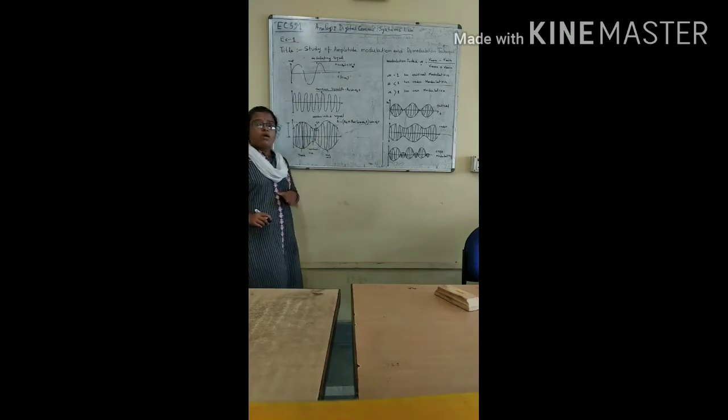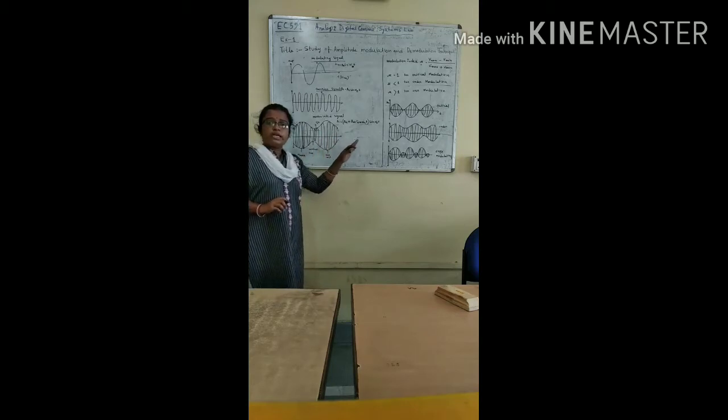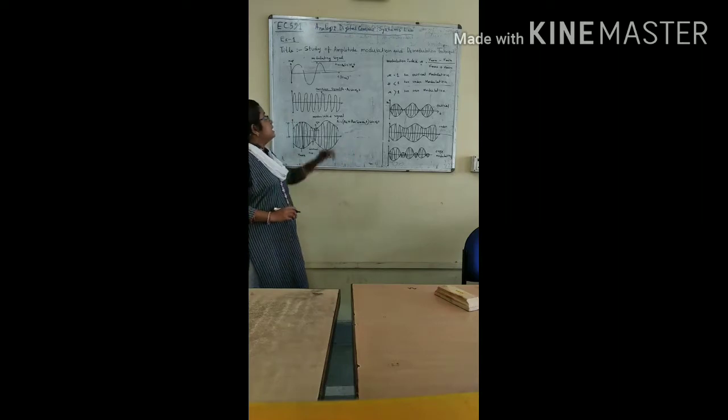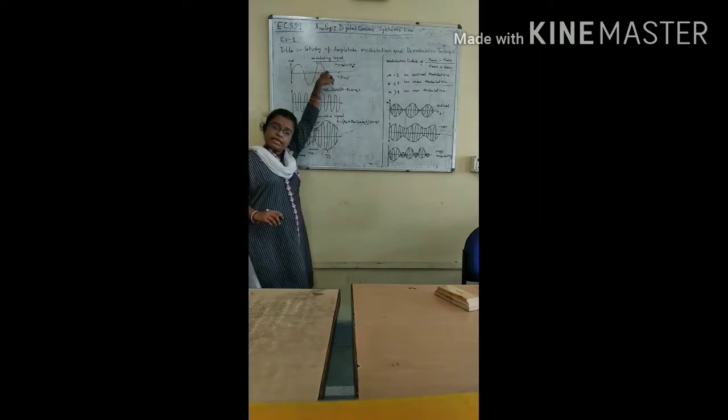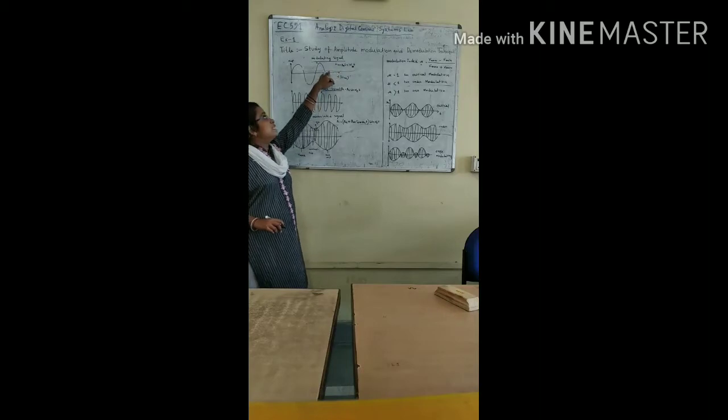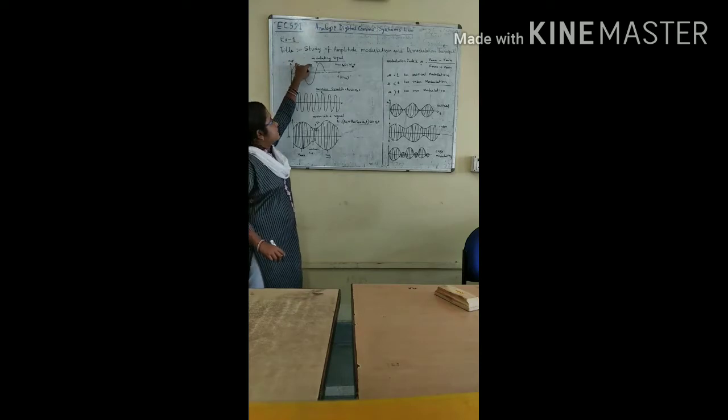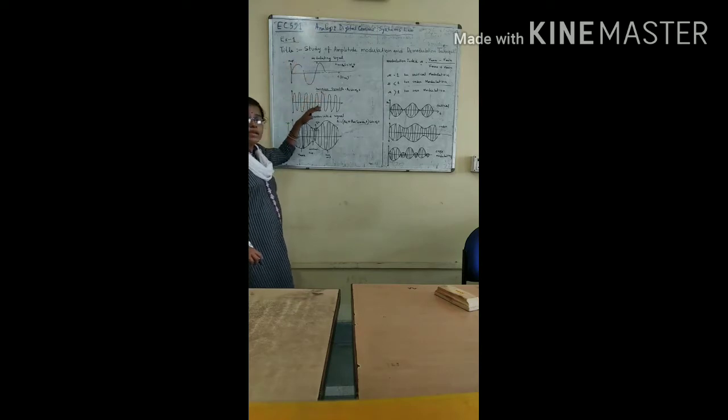the modulated signal. In this experiment, we have to see a number of signals. First, the message signal, the carrier signal, and the modulated signal. When the message signal and carrier signal are superimposed, we get this type of signal. This is called the amplitude modulated signal.